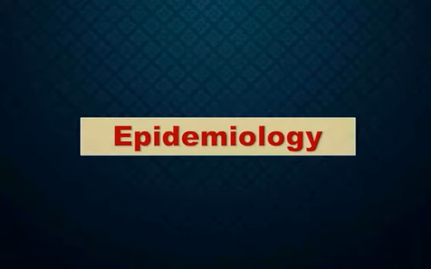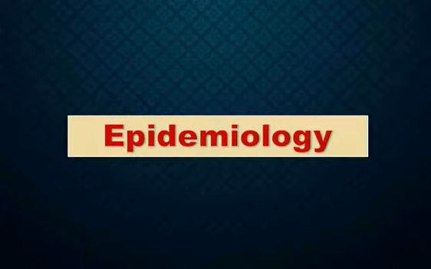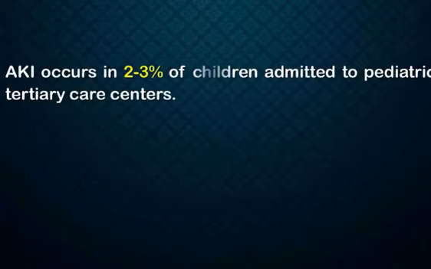Now we will talk about the epidemiology, or the incidence of the acute kidney injury. It occurs in about 2 to 3% of children admitted to a pediatric tertiary care center. Like in our hospital, Al Zahra Teaching Hospital, especially as we have a unit for nephrology, for hemodialysis, and for peritoneal dialysis. That's why we are a tertiary center, receiving cases of acute kidney injury that come directly to the hospital or are referred from other hospitals or from other provinces.